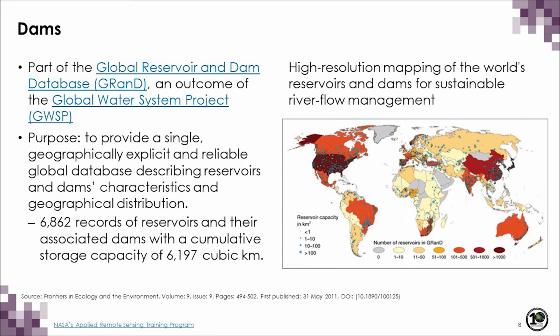It includes about 6,800 records of reservoirs and their associated dams with a cumulative storage capacity of around 6,000 cubic kilometers. The outcome is a high-resolution mapping of the world's reservoirs and dams for sustainable river flow management. And the map on the right displays one of these layers.